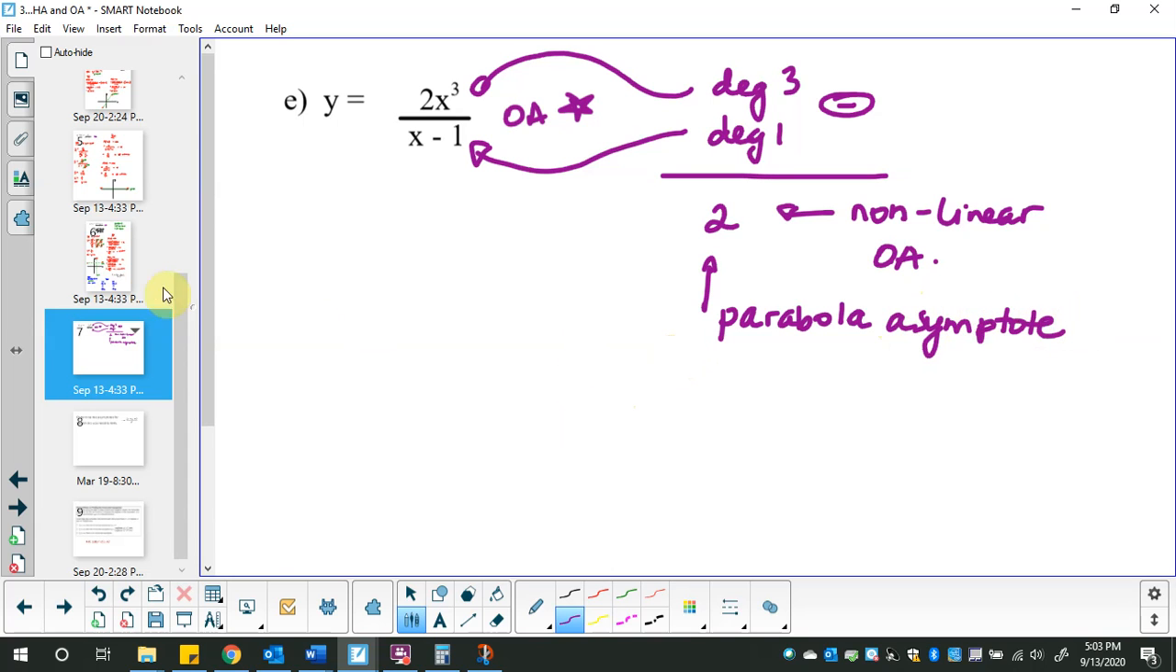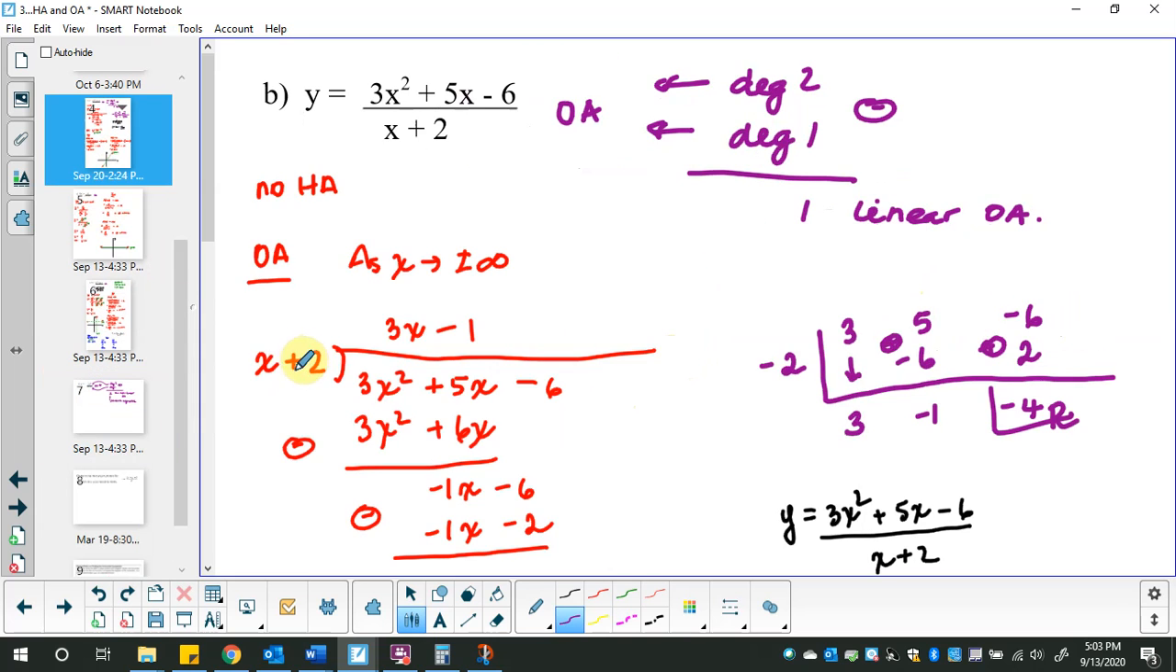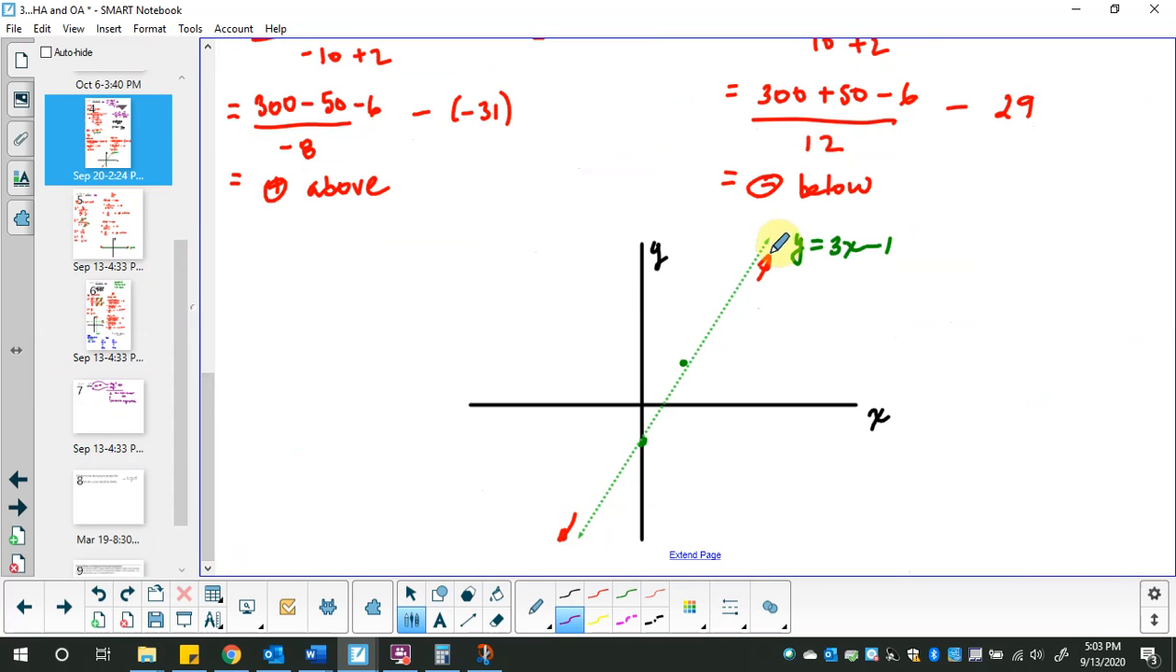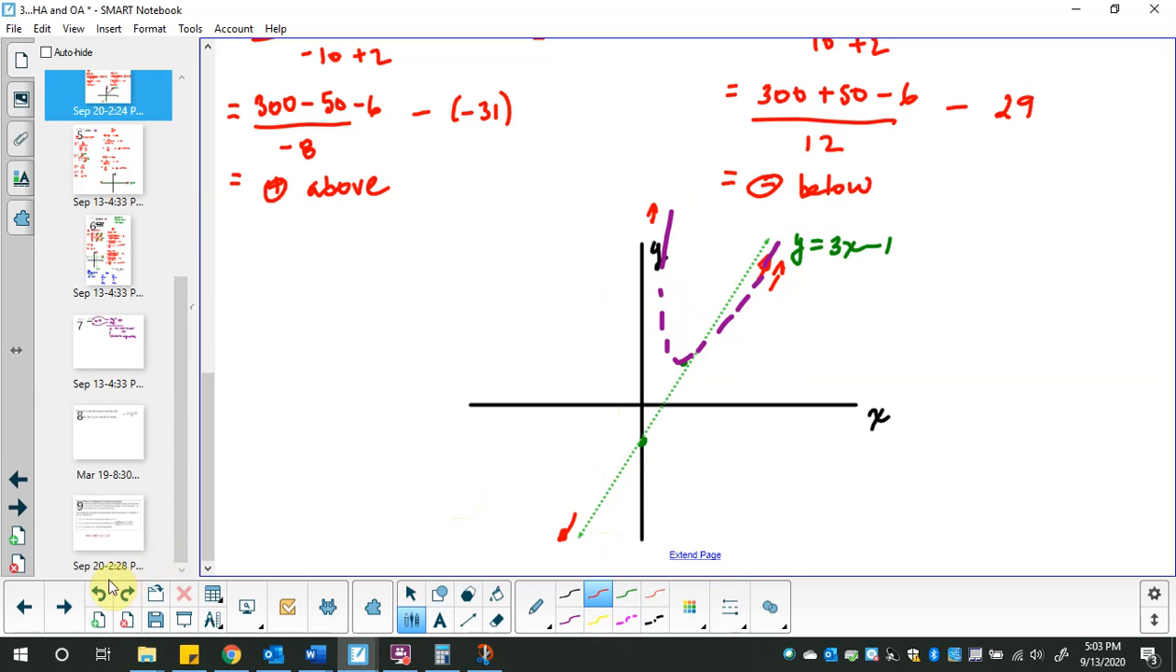So instead of having an asymptote that is linear like this and getting close to it from above or below, you're going to have something that looks like a parabola and having some arrows. This is not high school curriculum.